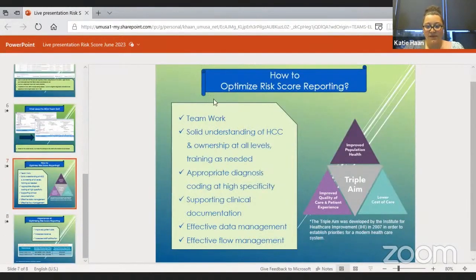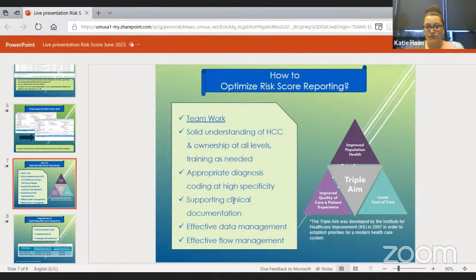So how do we optimize this? We all work together as a team. We have a solid understanding of the HCC ownership at all levels. We make sure that the appropriate diagnosis coding is at the highest level of specificity. So again, do they have diabetes, or do they have diabetes with polyneuropathy or anything else? We want to make sure that the clinical documentation supports that.